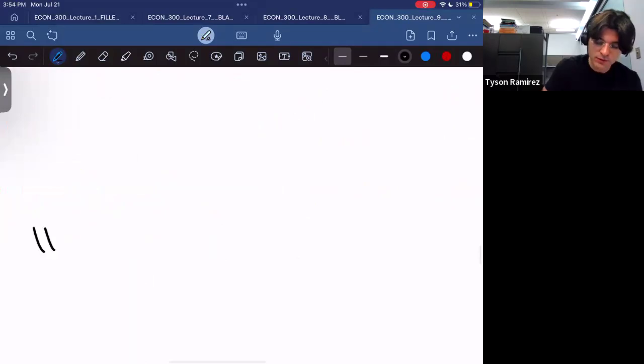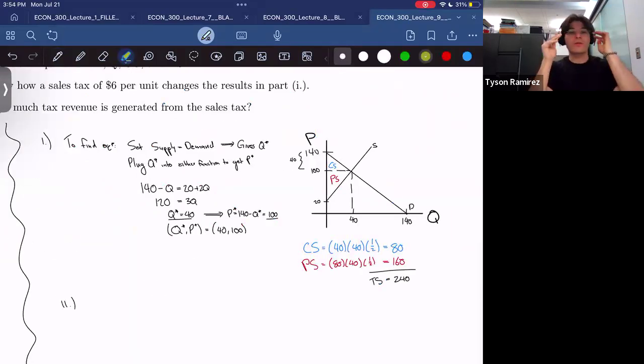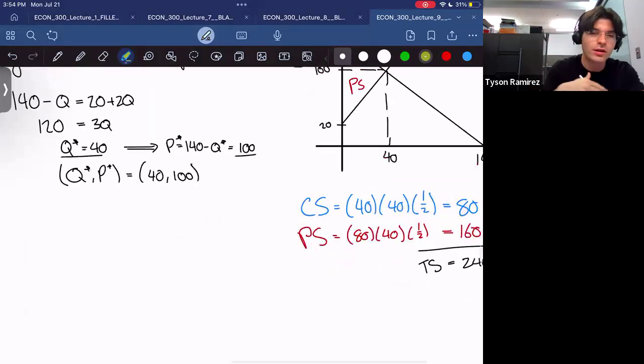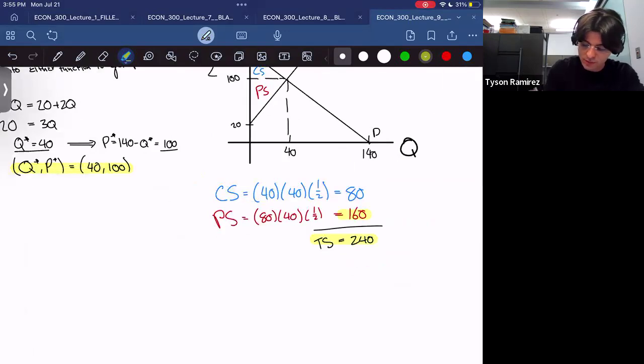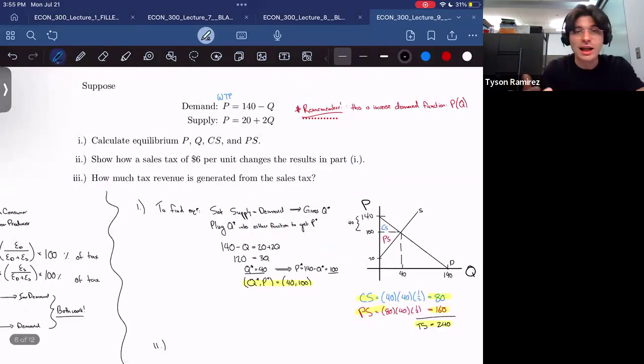Next, part two, let me just highlight. If this was a homework assignment or your test, then you want to either highlight your answers or box your answers. Always make it easy for me to find your answers. The work, you don't have to make it easy for me to find. There we go. So that's our answers for part one. Then they ask us, how does a sales tax of $6 per unit change our answers?